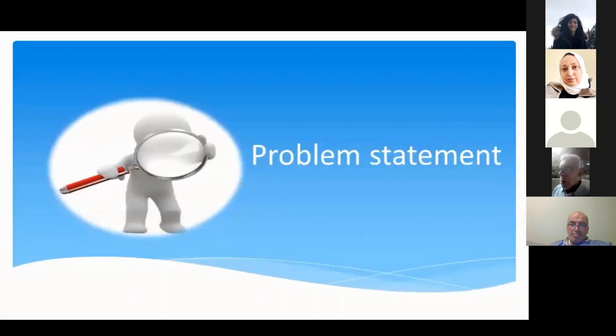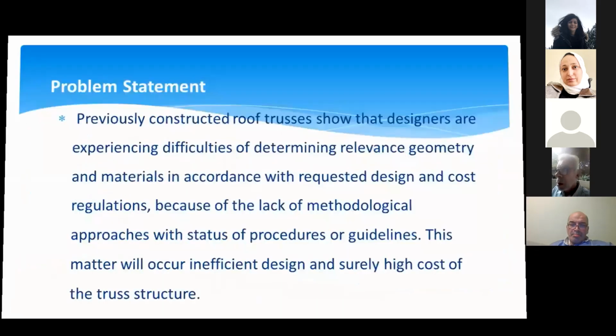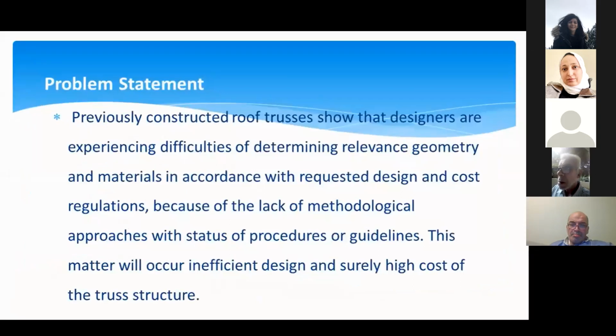The problem statement. Now, steel construction engineers and designers complain about the lack of a clear principle in the process of selecting cross-sections. And this, of course, will affect the project economically, also with alternatives confusion.